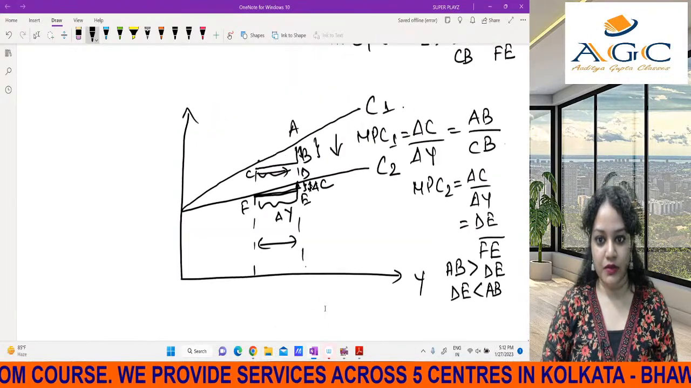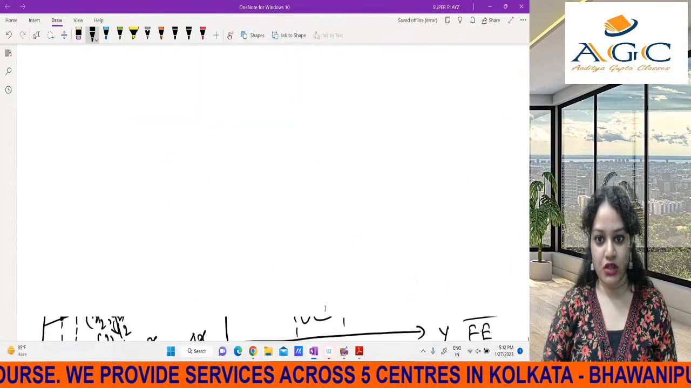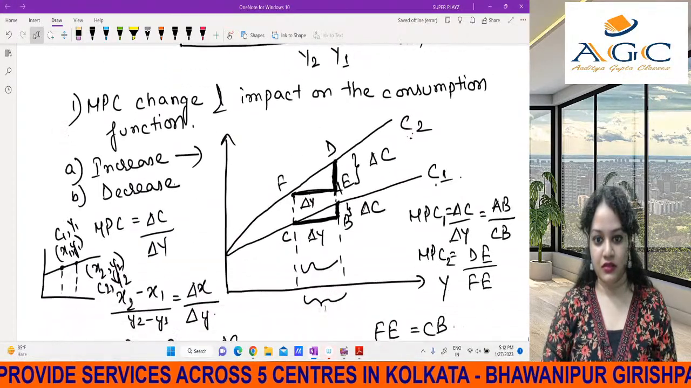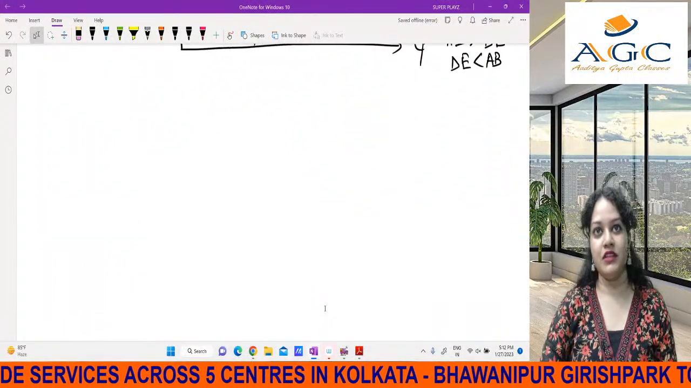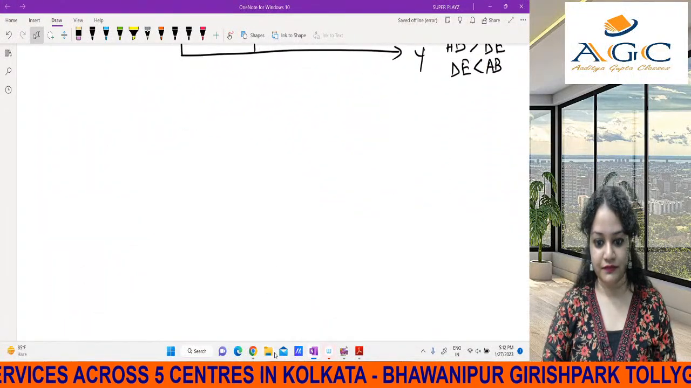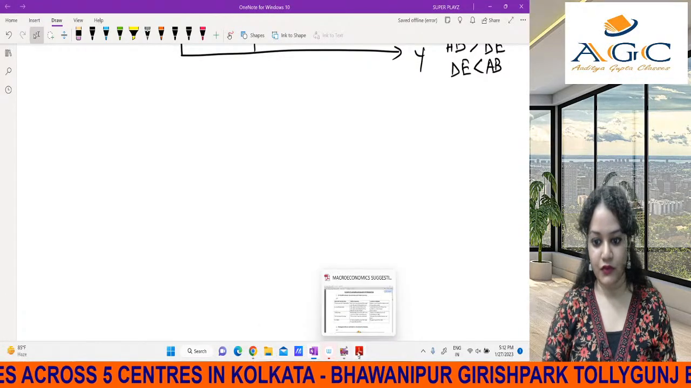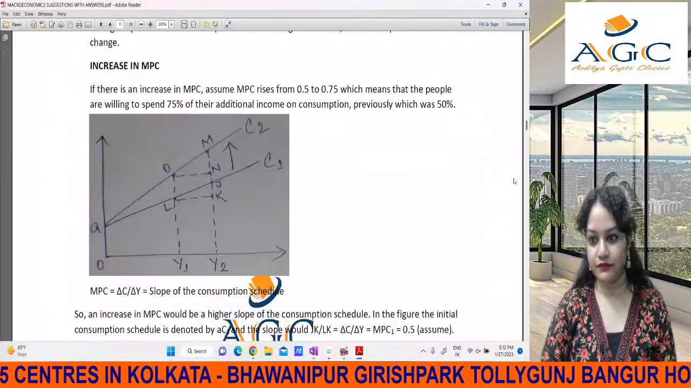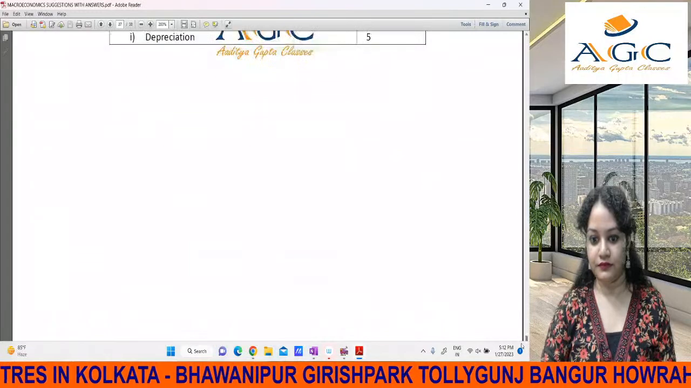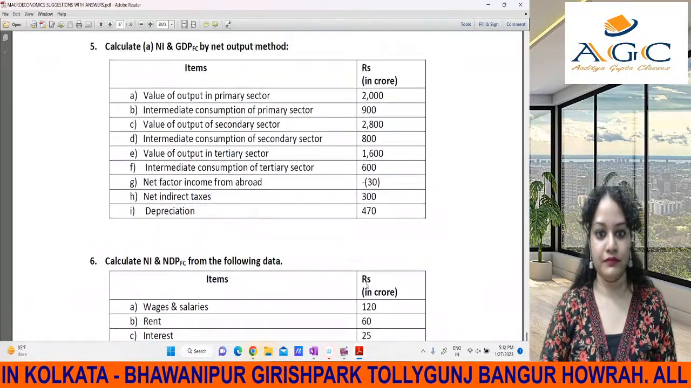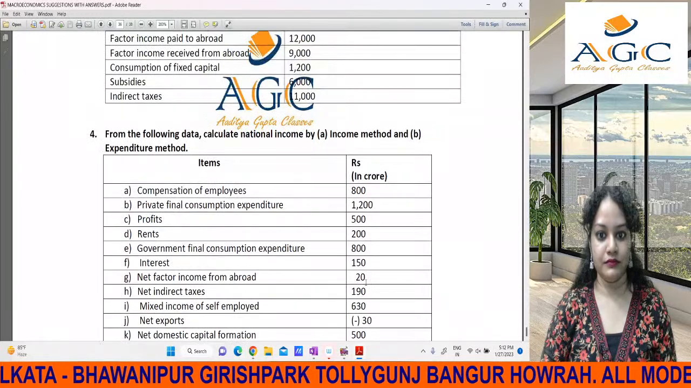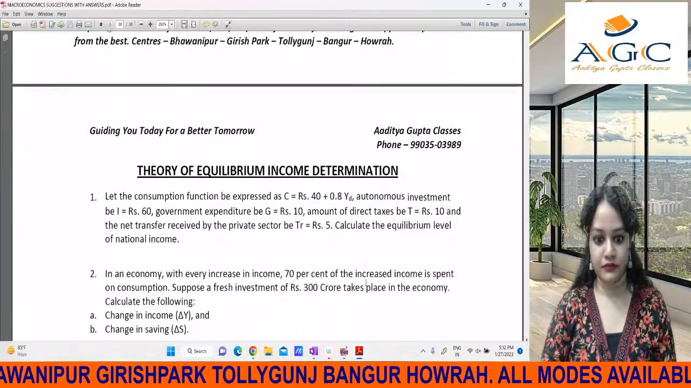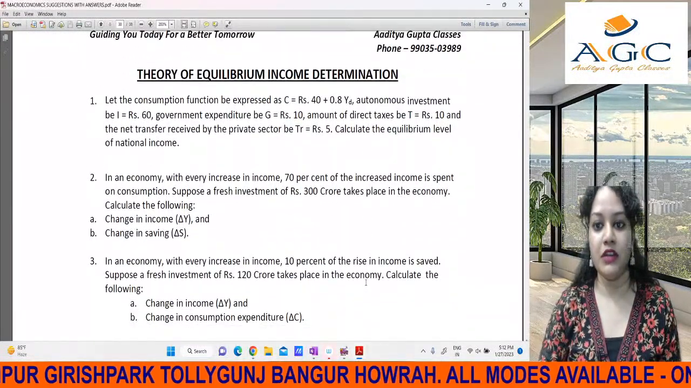As we have done the equilibrium conditions, I am thinking like we can do 1-2 sums today itself. Sums of the third chapter. Let's just go to the sums once. Here. Theory of equilibrium income determination.